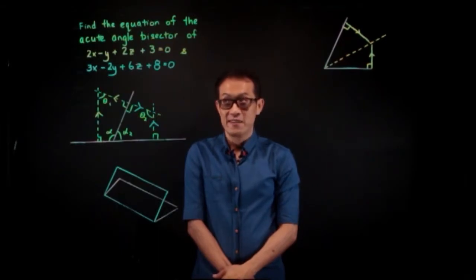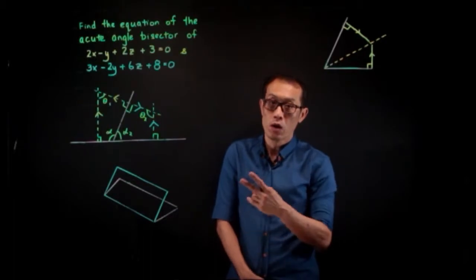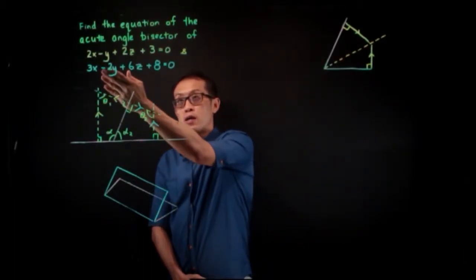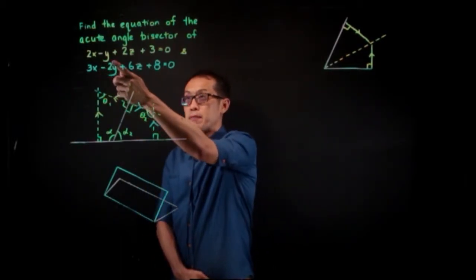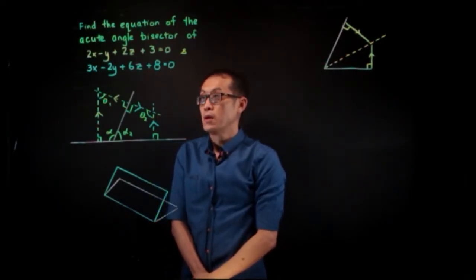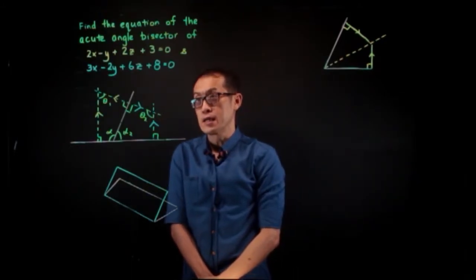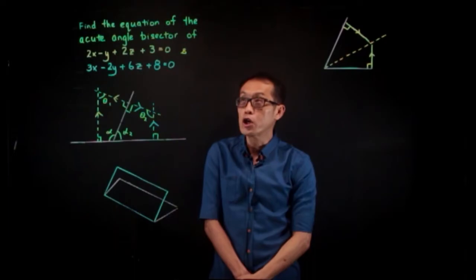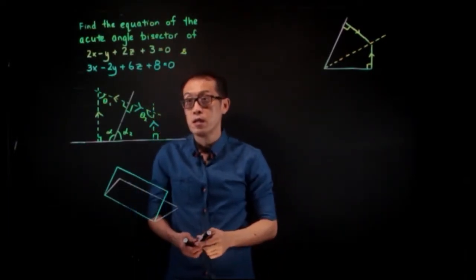Hi, today we are going to learn how to find the angle bisector of two planes. Now in this question, you are given the equations of two planes, 2x minus y plus 2z plus 3 equals 0 and 3x minus 2y plus 6z plus 8 equals 0. And you are asked to find the acute angle bisector of these two planes.